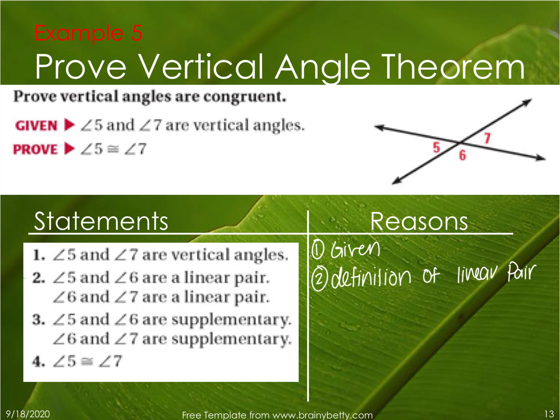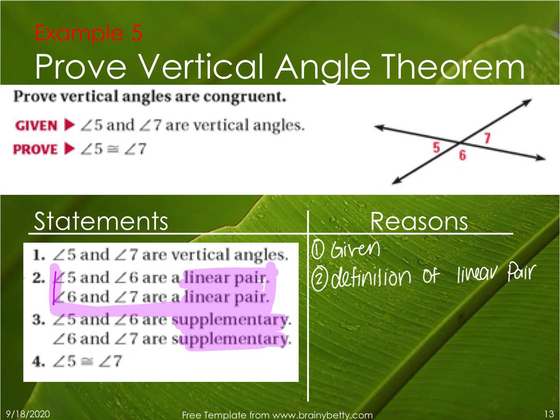Okay, that is the definition of linear pairs. Looking at the diagram, 5 and 6 are linear pairs. 6 and 7 are linear pairs. All right, stating the second one: 5 and 6 are supplementary. So now look what I'm going from. I'm going from two angles that are stated to be linear to now stating that they are supplementary. Look back at your notes if you have to.